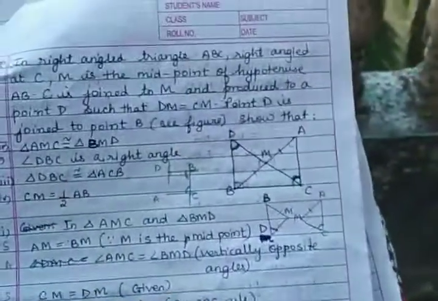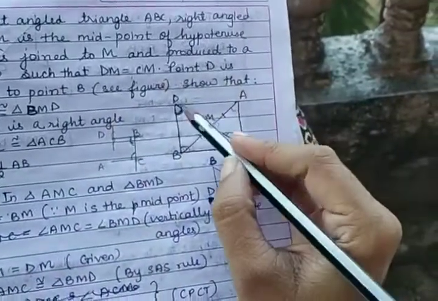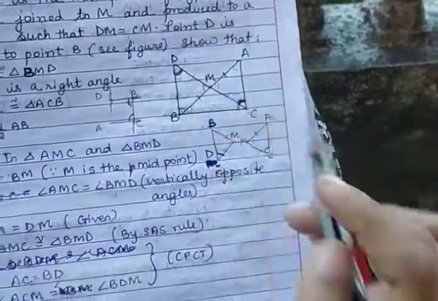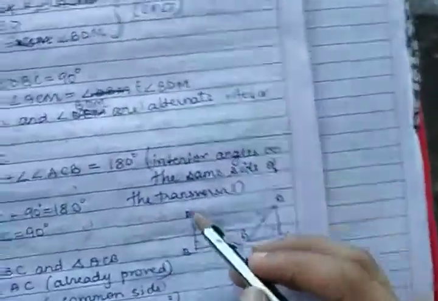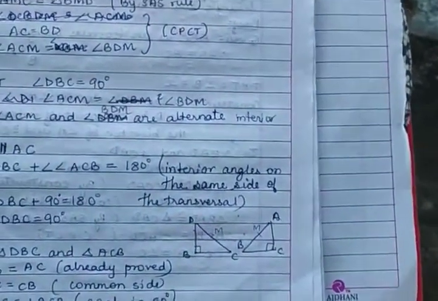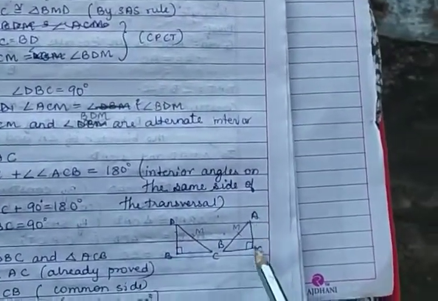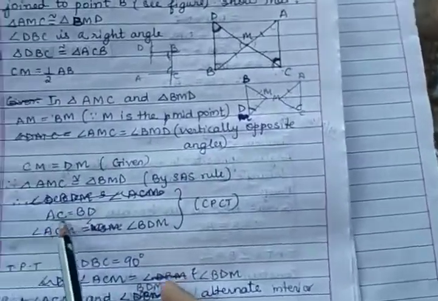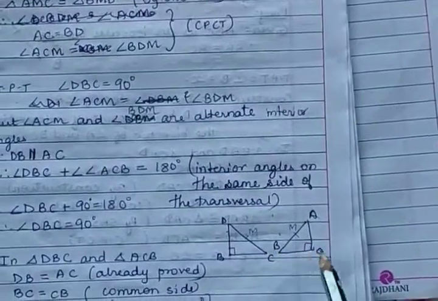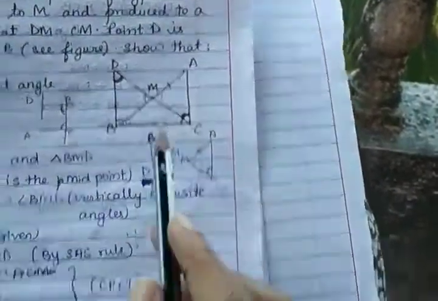Now let us prove the third one, which says triangle DBC is congruent to triangle ACB. So we have to prove triangle DBC is congruent to triangle ACB. So let us draw the two triangles so that we know the corresponding parts. So DBC and ACB. Now in this we know that DB is equal to AC because we have already proved here, because of CPCT. Then we have BC equal to CB because it is a common side, same side, right?